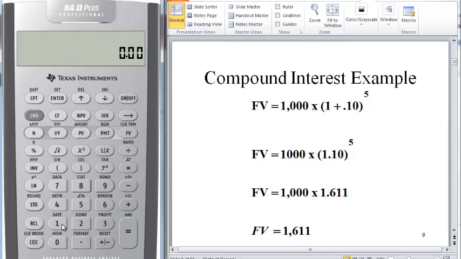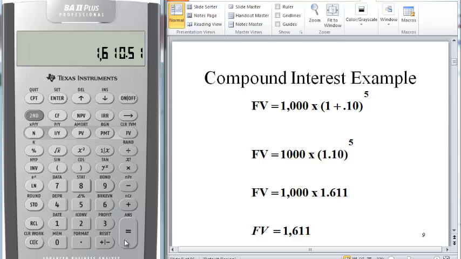I've got to reverse this problem because of the way that my calculator takes entry points. So I'm going to say 1 plus 0.1 equals 1.1, Y to the 5th power equals 1.611, times 1,000. And what do I get? $1,610.51.